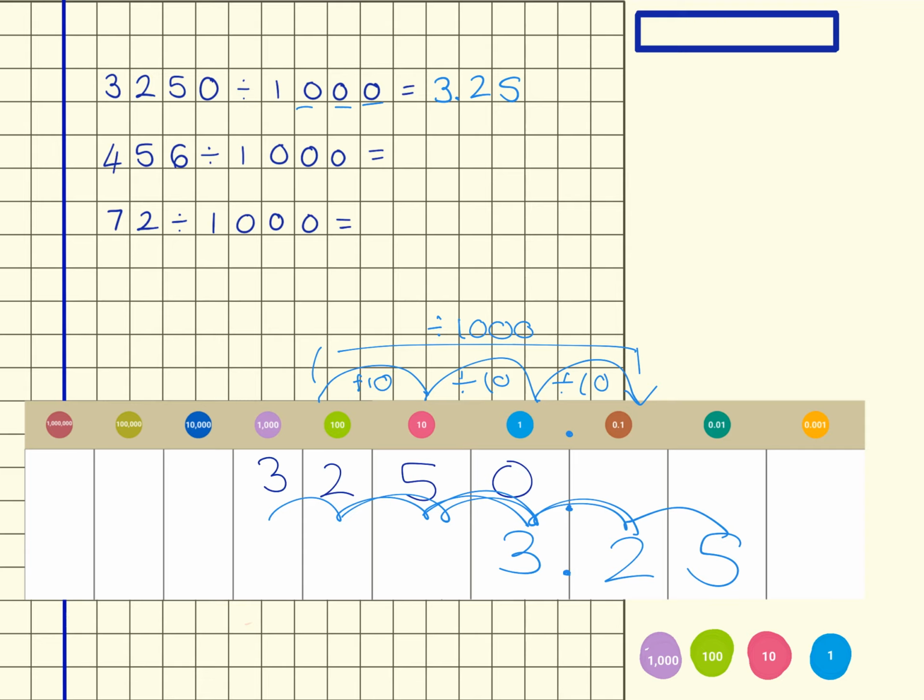If we were to apply the same method with the 1,000, we would end up with 0.456, and for 72 we would end up with 0.072.